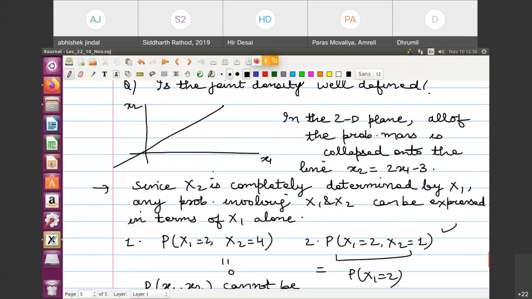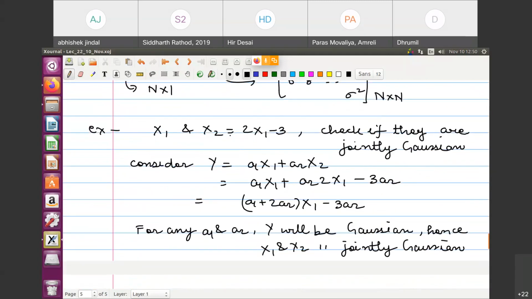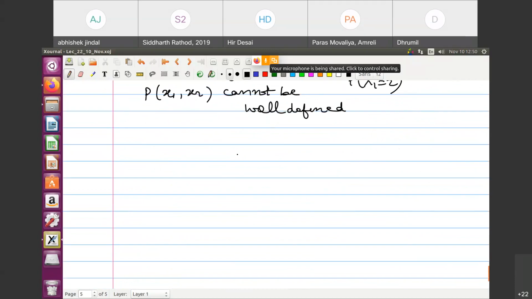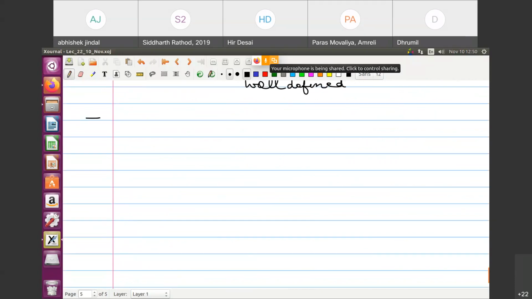If you have some randomness, suppose x2 is twice of x1 plus x3, in that case the joint density may exist because they are correlated, but they are not directly dependent. It means one cannot be obtained easily in terms of the other. There is no deterministic relationship. So the fact which I wanted to highlight, I will write it down.